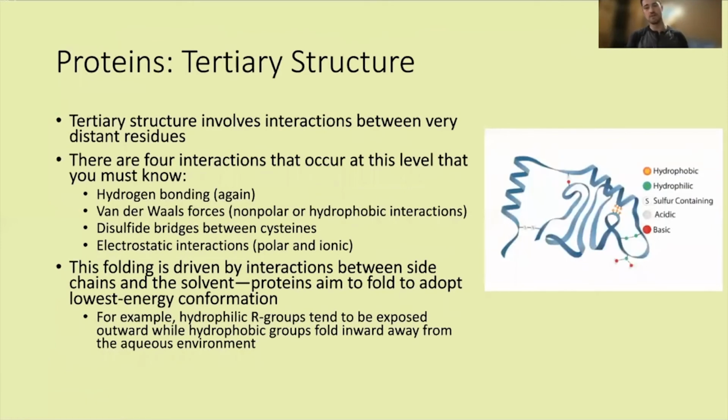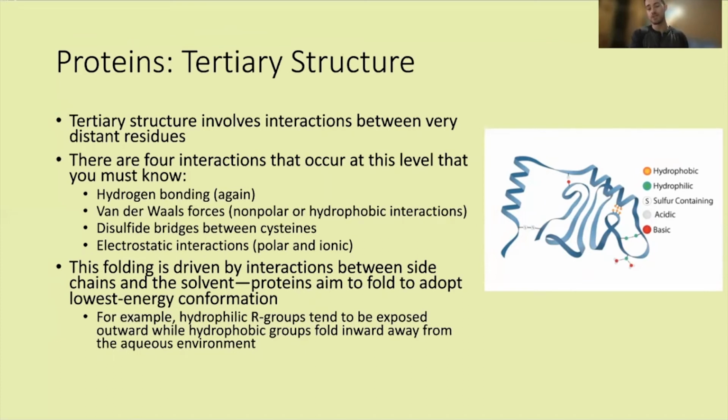Okay, so tertiary structure, which involves interactions between very distant residues. And when I say residues, I mean the amino acids that are bonded to each other. And it's important to understand that at the tertiary structure, all of these interactions are occurring between R groups, between those 20 different side chains. We're not talking about the backbone anymore. So there are 4 interactions that occur at this level that you must know.